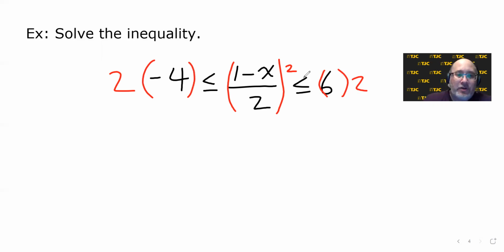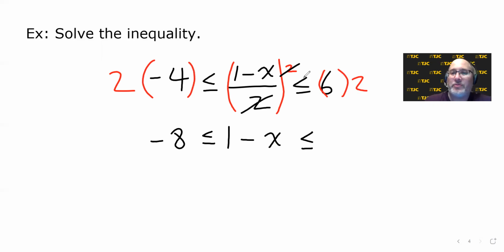On the left, we get 2 times -4 is -8, less than or equal to. In the middle, the 2's cancel and leave 1 minus x, less than or equal to. And on the right, we have 6 times 2, which is 12.